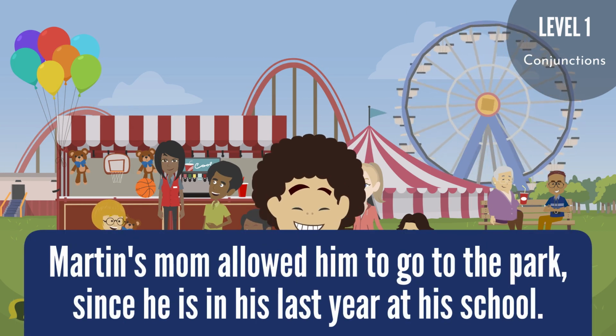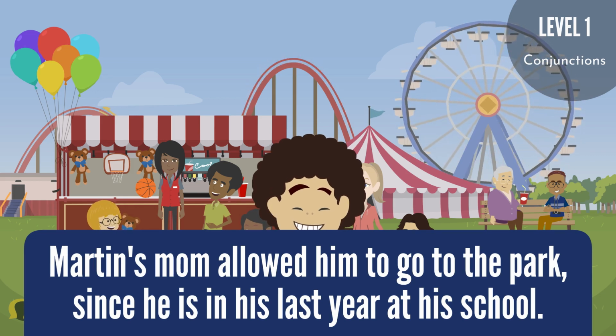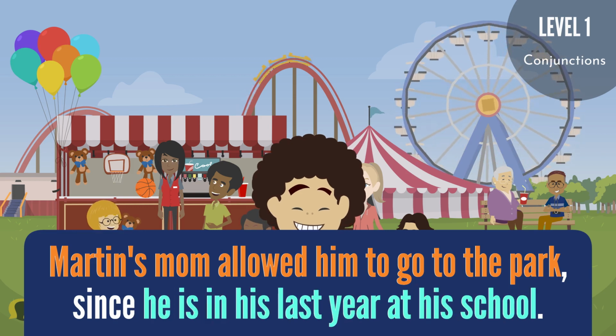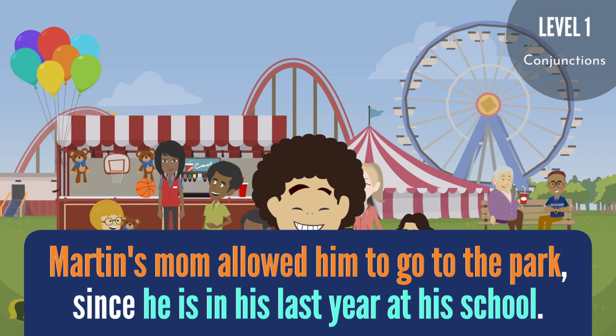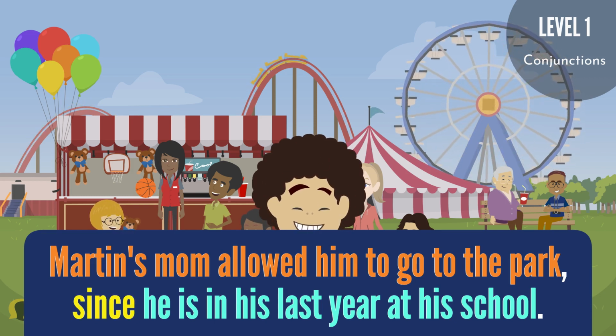Martin's mom allowed him to go to the park, since he is in his last year at his school. The two sentences are: Martin's mom allowed him to go to the park, and he is in his last year at his school. Then, the subordinating conjunction is the word since.